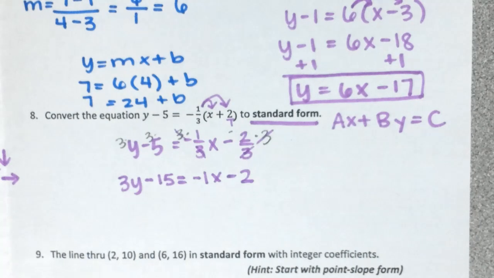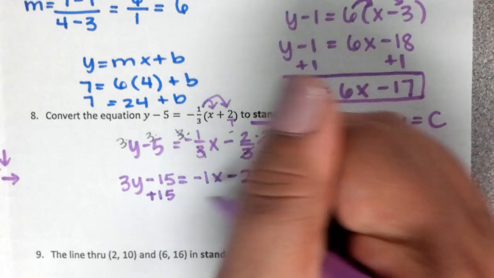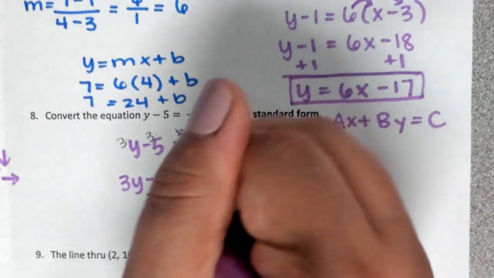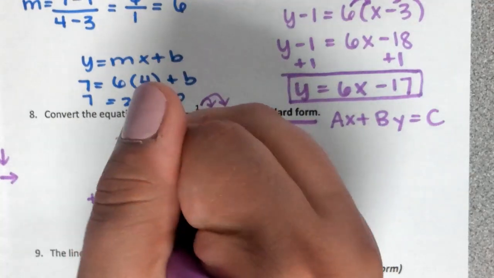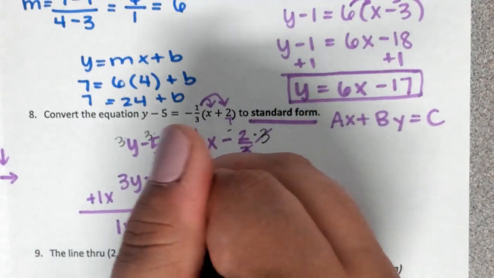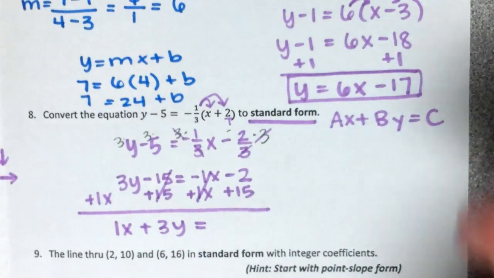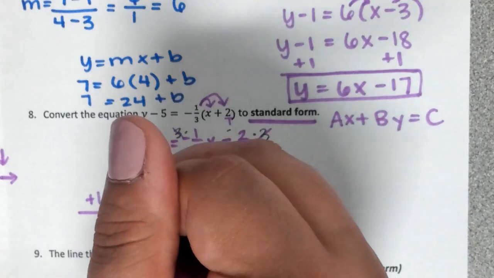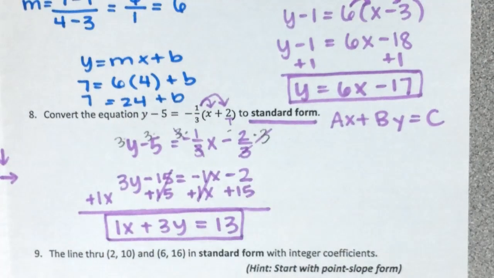Now what? Move the x and the 1 equals. Yeah, I got to get rid of the 15, so I'm going to add 15 to both sides. And I got to move the 1x, so plus 1x. I'm going to put that out front. So I have 1x plus 3y equals, what is negative 2 plus 15? 13. And now do I have standard form?